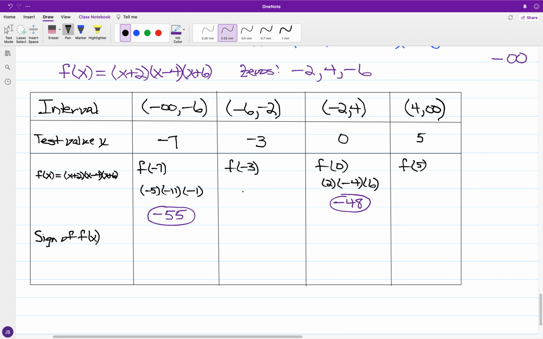For f of negative 3, negative 3 plus 2 is negative 1. Negative 3 minus 4 is going to be negative 7. Negative 3 plus 6 is positive 3. So we're going to have 7 times 3, so the product is going to be positive 21. In the case of f of 5, 5 plus 2 is 7. 5 minus 4 is 1. And 5 plus 6 is 11. Okay, and so we have 7 times 11, so this will be positive 77.